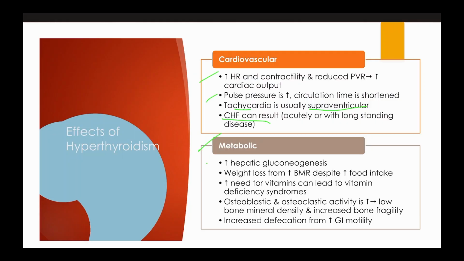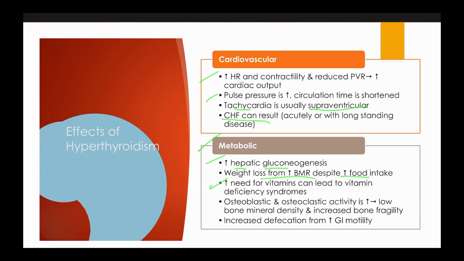Metabolic changes. Increased hepatic gluconeogenesis. What's going to happen to your blood sugar? It's going to go up. The increased hepatic gluconeogenesis, so the liver is going to start pumping out more glucose. So your sugar levels go up. Weight loss from increased BMR, our basal metabolic rate, despite increased food intake. So they're eating 2,000 calories, but they're burning 3,000 a day, and so they're losing weight. That's exaggerating, but they're burning more calories than they're eating, so they lose weight.